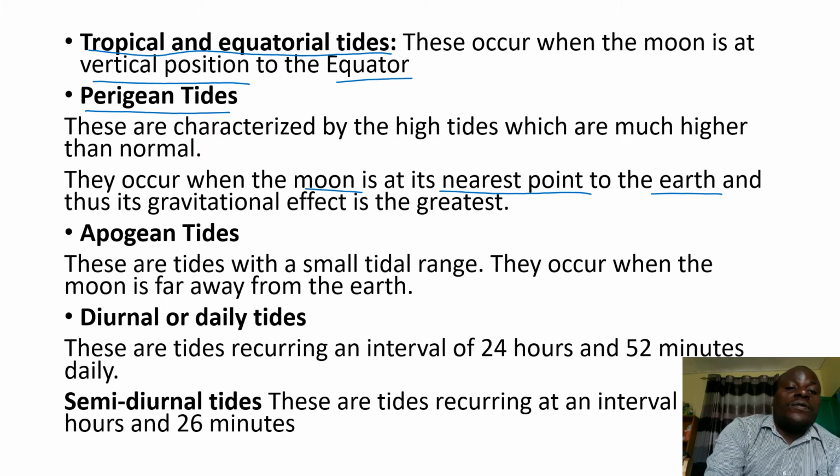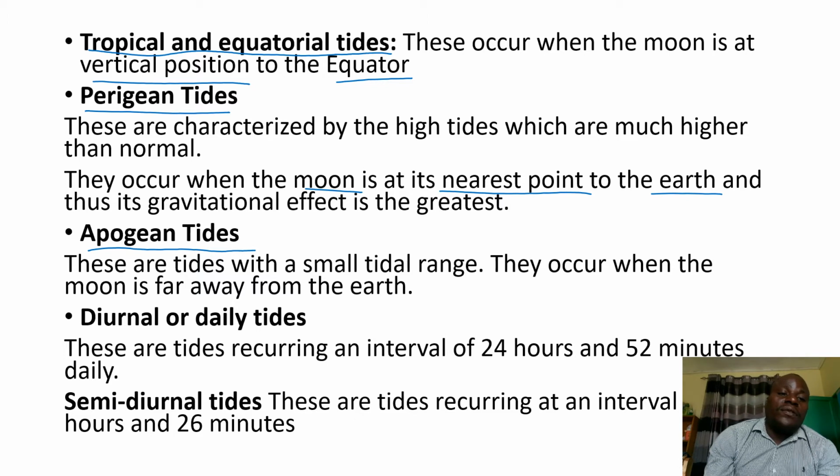We have Apogean tides. These are tides with a smaller tidal range. The difference between the highest and the lowest tide is small.